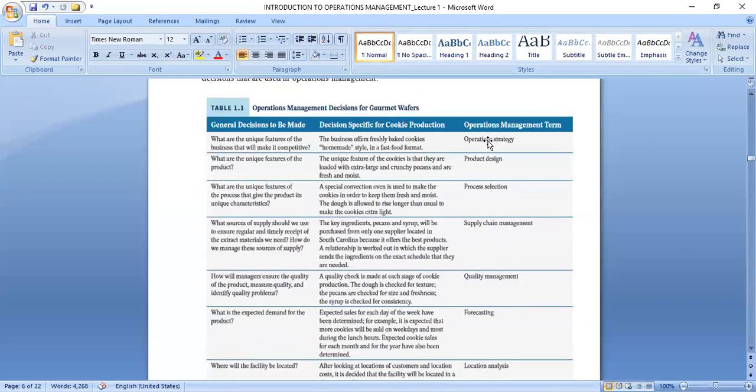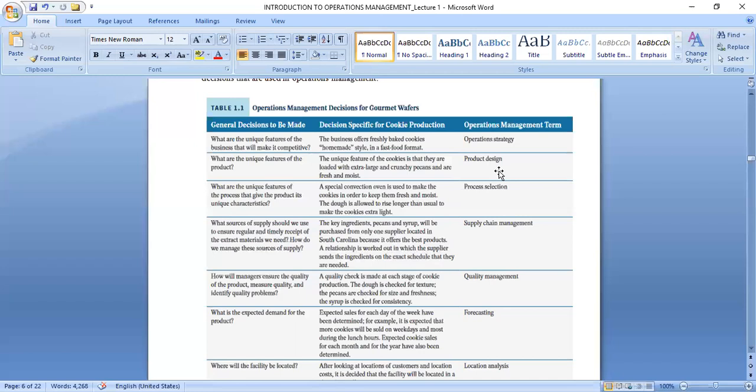So if we are looking at operations strategy for this particular example, a cookie producing company, the operations strategy will be in terms of a question. This company will ask itself, how does it make its business different or unique from its rivals, other competing firms that are also producing cookies? Its operations strategy can be that it aims at producing freshly baked homemade cookies. That makes it unique and different from its competitors.